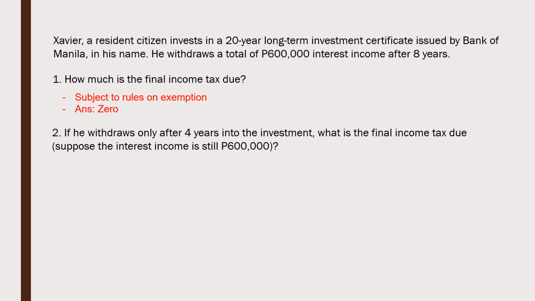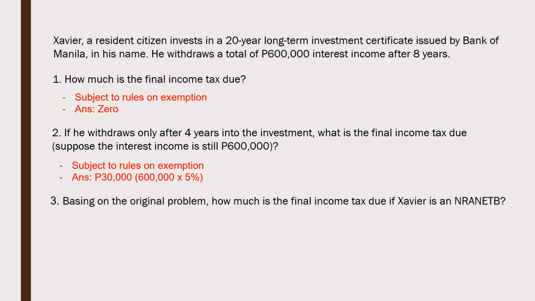If he withdraws only after 4 years into the investment, what is the final income tax due? Suppose the interest income is still 600,000. So for the rules on exemption, we have the rates 0 or exempt, 5% and 12%. So 4 years is subject to 5% rate. Therefore, the answer is 30,000.